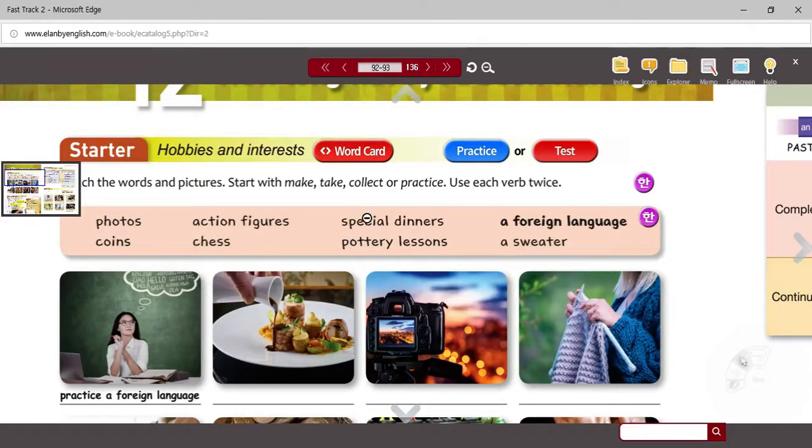Okay, so this is some vocabulary we'll be looking at, and probably you'll see these verbs used very often: make, take, collect, practice, among other verbs. Okay, because we're going to be talking about actions that are continuing to happen after they started in the past.